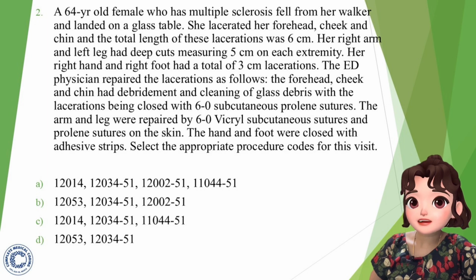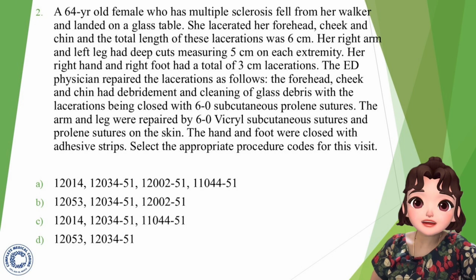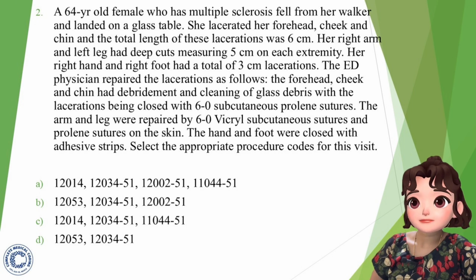Then comes the right arm and left leg. Right arm and left leg had deep cuts measuring 5 centimeter on each extremity. So it means right arm 5 centimeter and left leg 5 centimeter. Total will be 10 centimeter. Okay. Then comes the right hand and right foot had a total of 3 centimeter. But then for that hand and foot, what did the physician do?